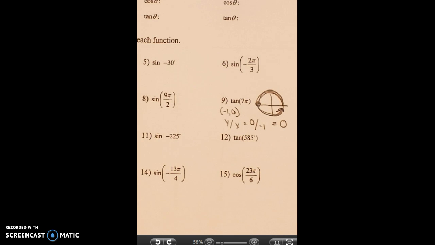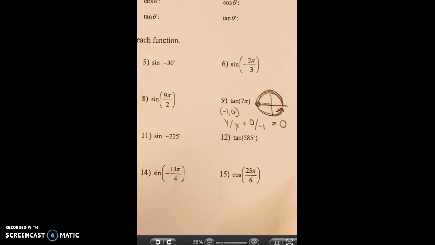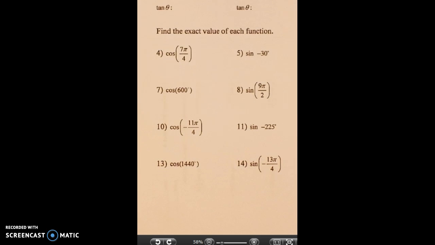Which also should make sense because when we talk about tangent, we're looking at y over x, which is your rise over your run or your slope. So if you look at this segment right here, it has a slope of 0. Let's go take a look at another one. I'm going to take a look at number 10.